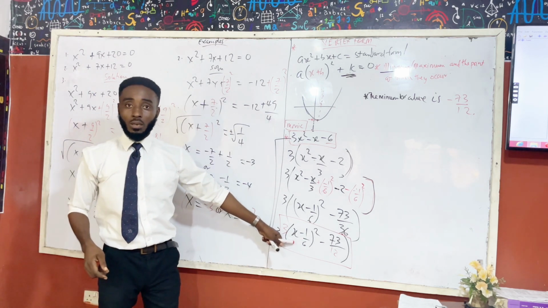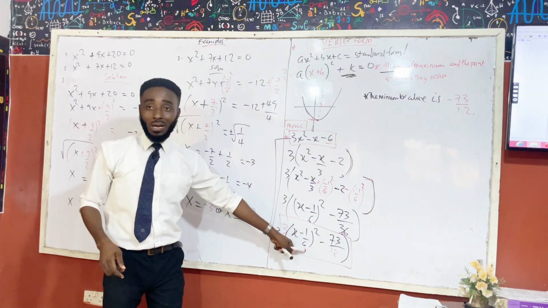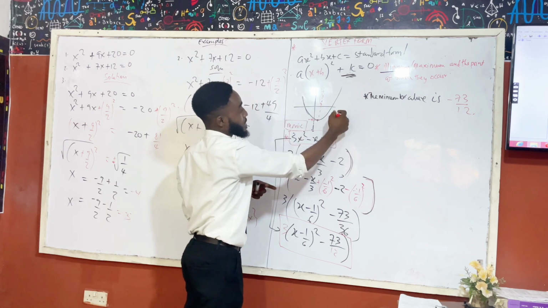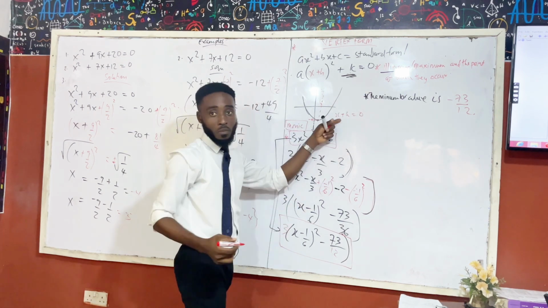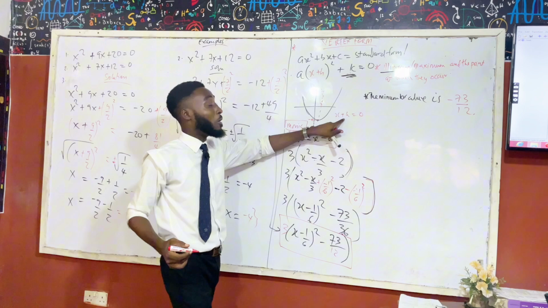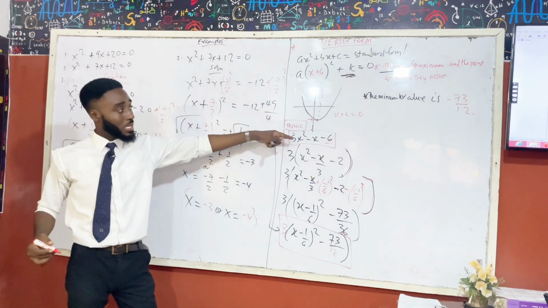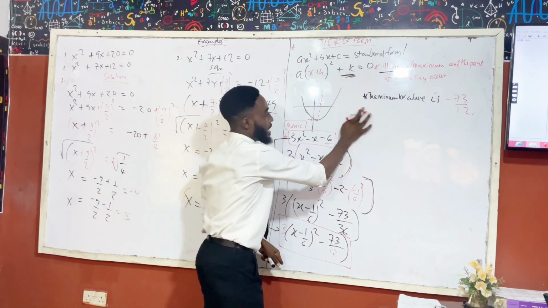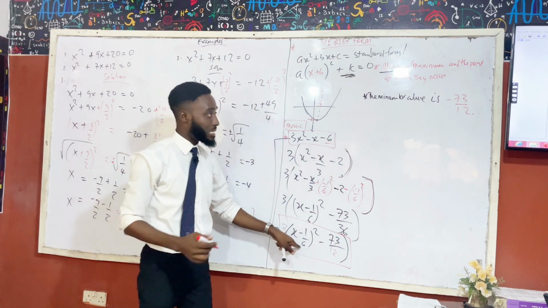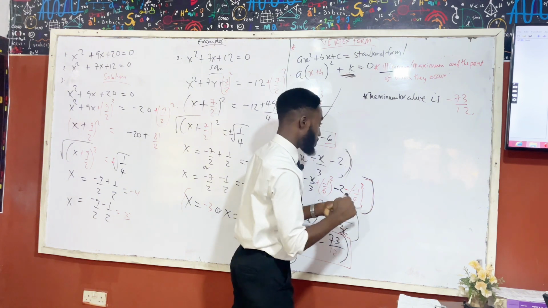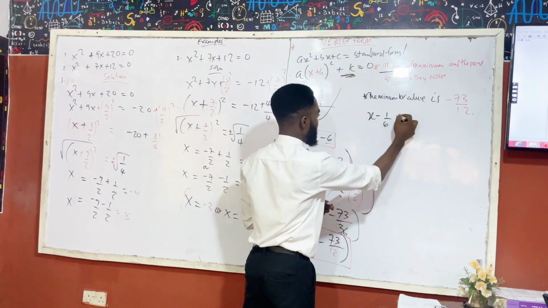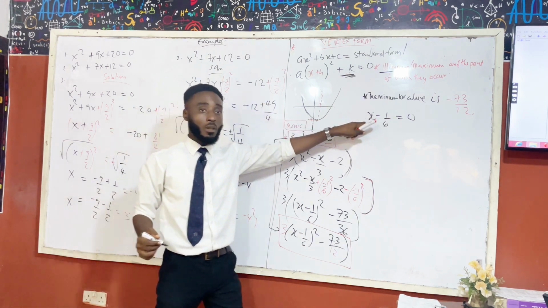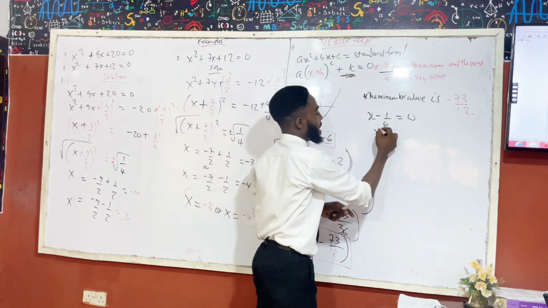at what point? 1 over 6, because we said the minimum value will be found when x plus h is equal to 0. Is that okay? The point at which the minimum or maximum value occurs is where x plus h is equal to 0. So in our graph here, we have x minus 1 over 6. So x minus 1 over 6 equal to 0. So what will be the value of x? It will be 1 over 6. So x will be equal to 1 over 6.